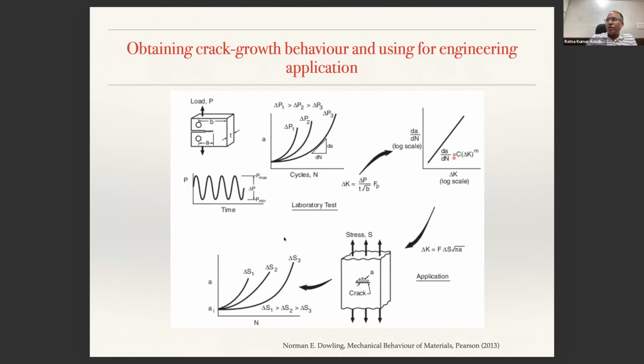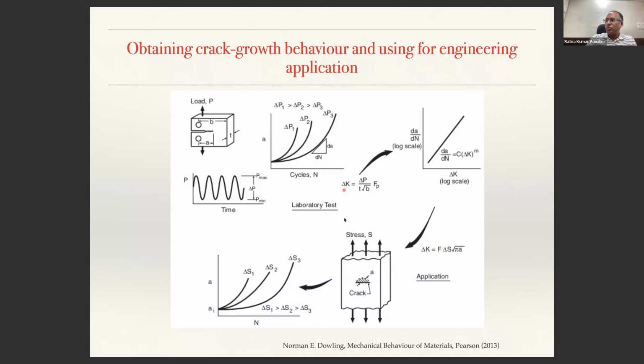On a log plot. And now in a laboratory, instead of load, you call it a stress because you divide it by area. All right, and then if you do this test and in the actual application you measure the stress, for different stress amplitudes, delta S1, delta S2, delta S3, you know that a higher stress amplitude will result in faster crack growth, and then from there you can calculate delta K is equal to some beta times delta sigma root pi a.